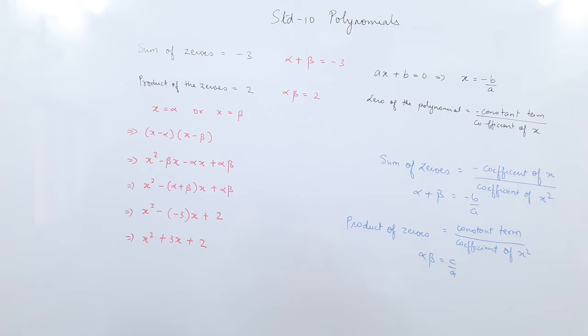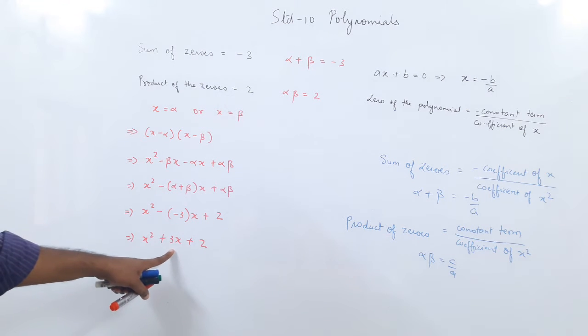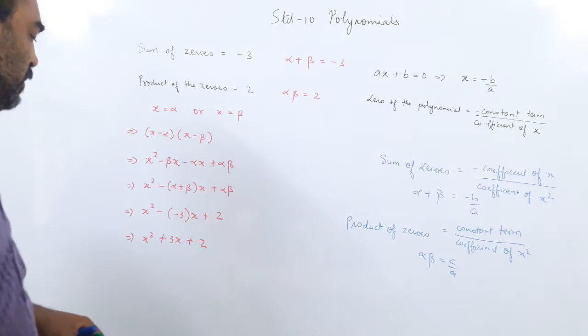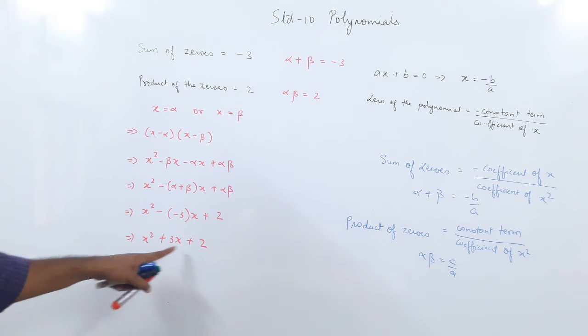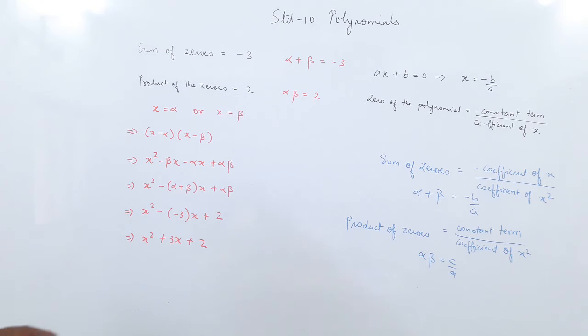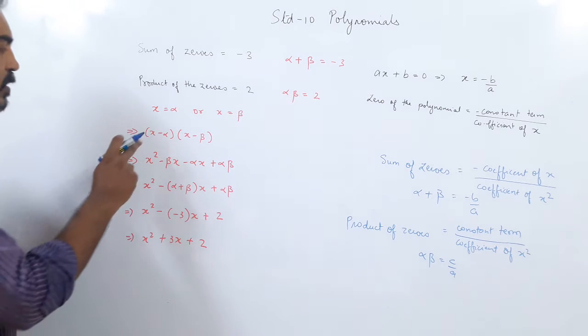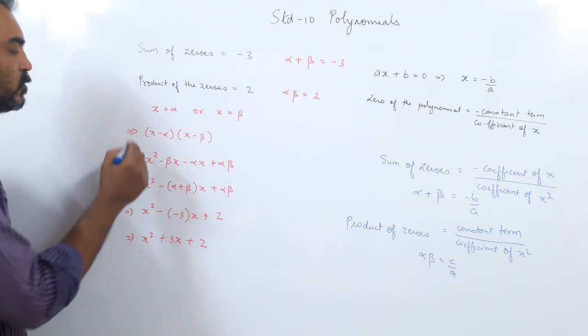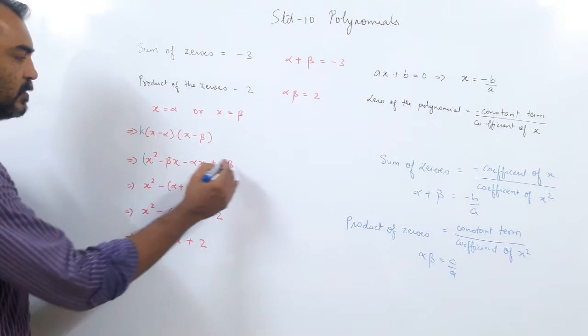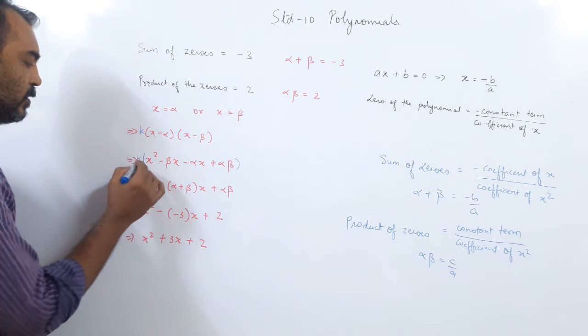You can check now. Alpha plus beta is minus b upon a, so minus 3 upon 1 is minus 3. And alpha into beta is 2 upon 1, that is 2. So this is the quadratic polynomial. But I have to make a change here. What change? You will see now. I have taken x minus alpha into x minus beta equal to 0. I should put a k here. So this equation turns into one with a k here.